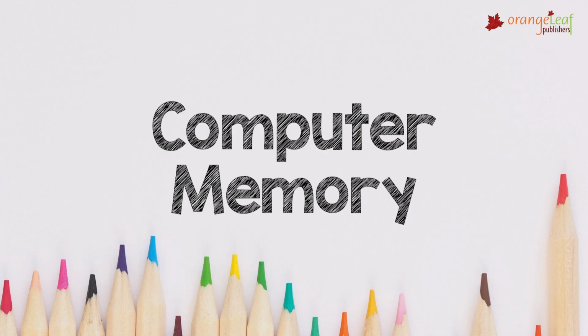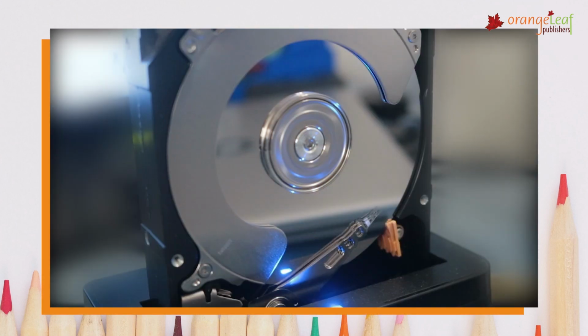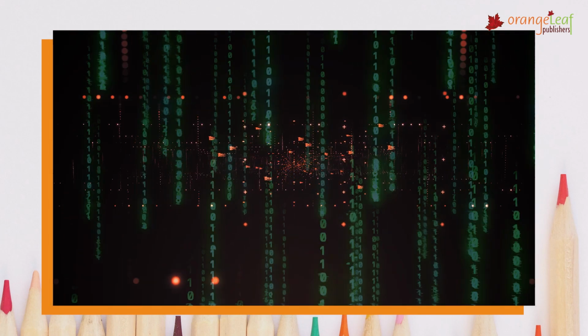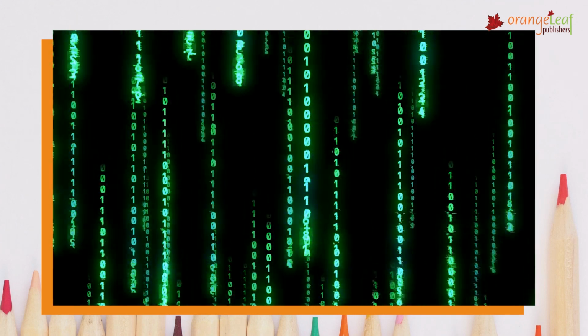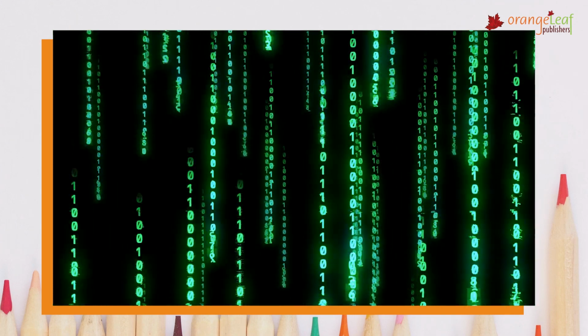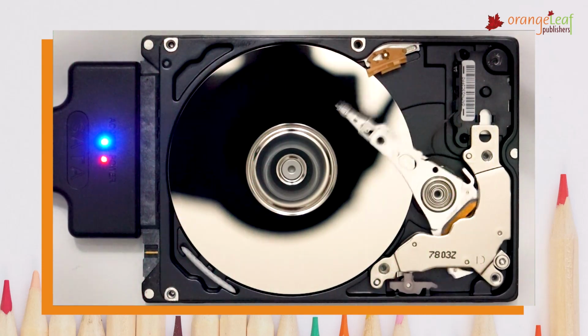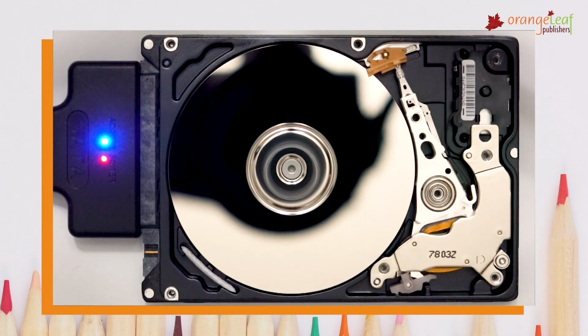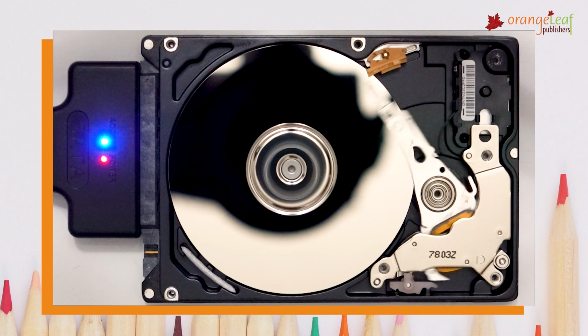Computer memory. Computer memory is the storage space in a computer. It is the place where data is processed, and instructions required for the processing and output are stored. A computer can store a huge amount of data and information in its memory.